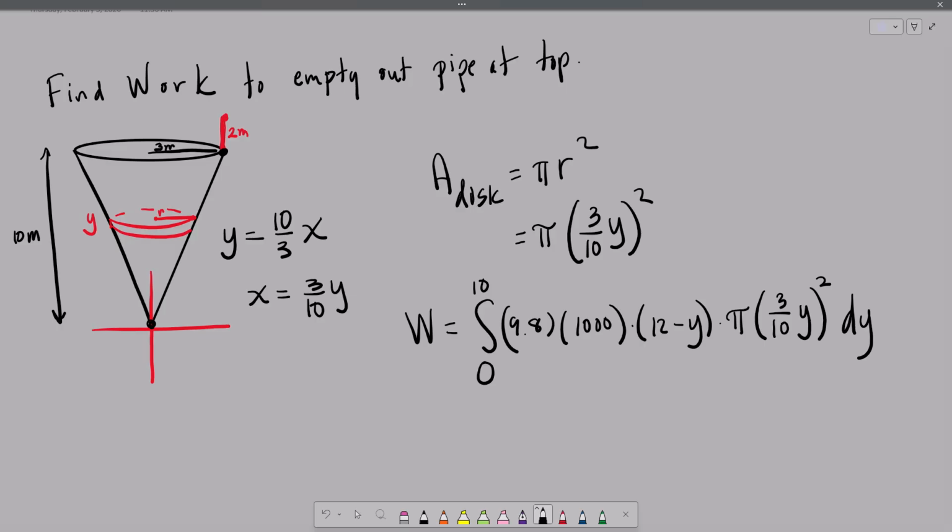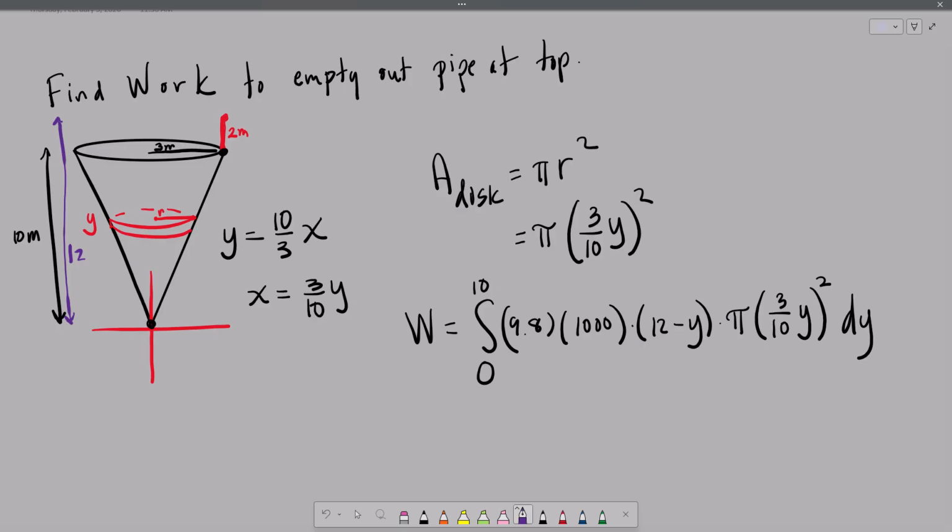Did the 12 come from the 10 plus the 2 pipe? Yes, so this distance right here is 12. And so then 12 minus y. So that is our setup.